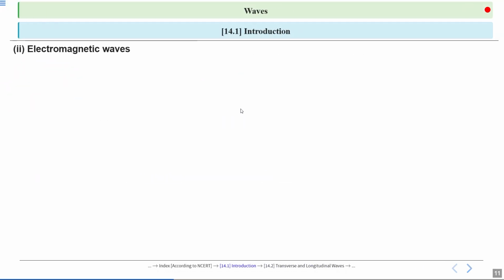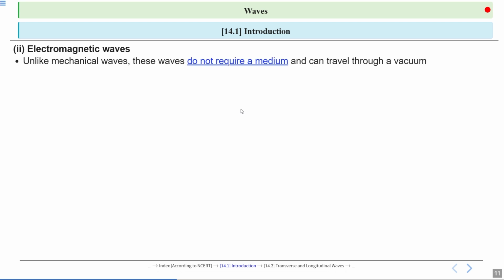Now we are moving on to electromagnetic waves. This is a major category of waves in physics, and it's important to understand how they differ from mechanical waves. First, unlike mechanical waves, these waves do not require a medium and can travel through a vacuum.